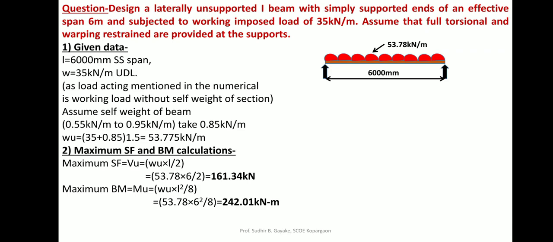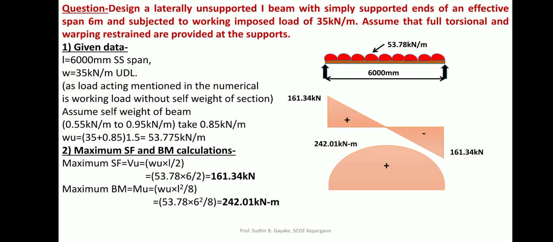So maximum shear force we are getting as 161.34 kilonewton and maximum bending moment we are getting as 242.01 kilonewton meter. Correct? So the shear force diagram will be likewise. This is the shear force diagram, 161.34 kilonewton on both sides, reaction at A point and reaction at B point, and this will be your bending moment diagram. WL square by 8, maximum moment at the center of the span, that is L by 2, 3000 mm, and the value is 242.01 kilonewton meter. So your beam is to be designed for 161 kilonewton factored shear force and 242 kilonewton meter bending moment.